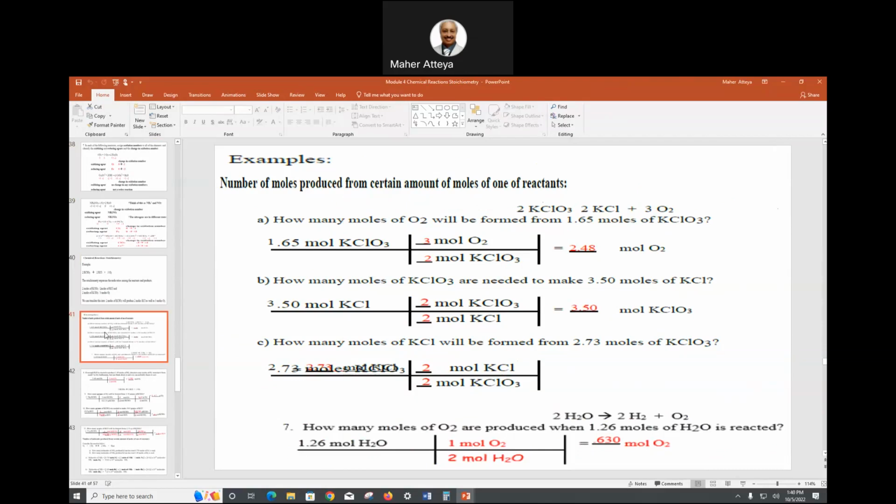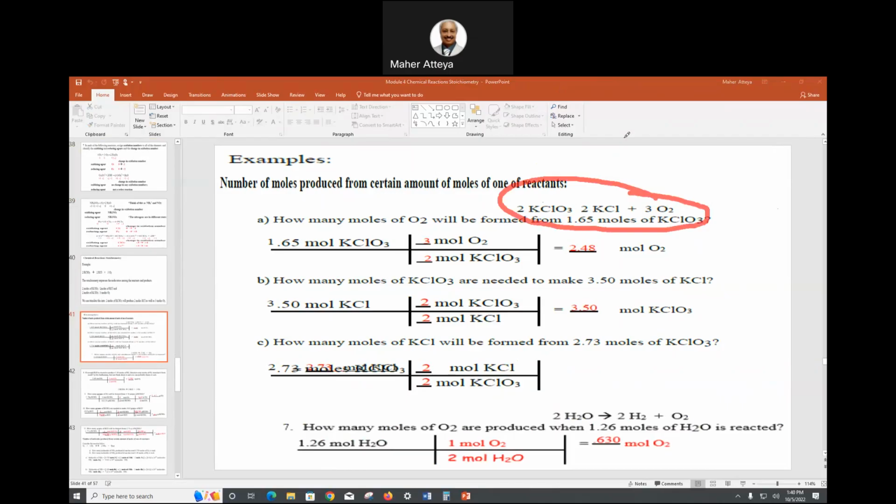Okay, so how many moles of oxygen? Here's the reaction, guys. I hope it's running. So how do we do this? Did I put something similar to this in the quiz and the exam? Yes. The exam I did not do, but the quiz, yes. So how do we solve this problem?